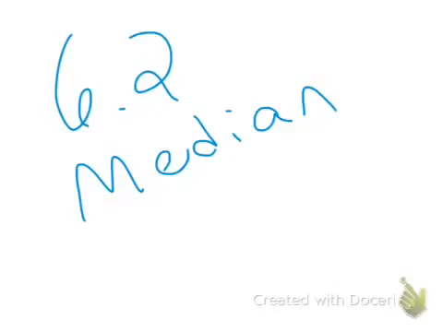All right, the third one is 6.2 median, or maybe it's the first one if you watch it first, but I made it third, so I'm considering it the third one. 6.2 median. So you're going to learn what the median is in a set of data.